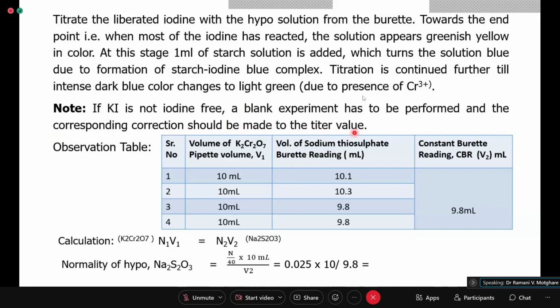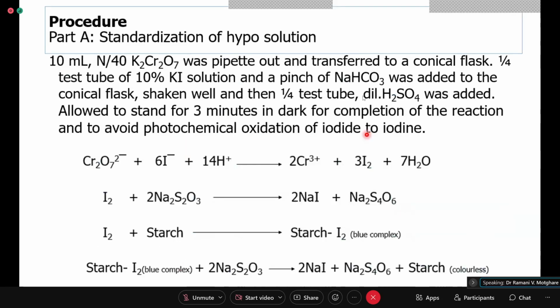Now, what does this mean? When you prepare a KI solution, generally we add some quantity of H2SO4, and if you keep it for say 8 days or 15 days, even though the bottle is closed, it slowly starts becoming pale yellow. That is all because of photochemical reaction leading to formation of iodine. Small quantity of iodine is formed.